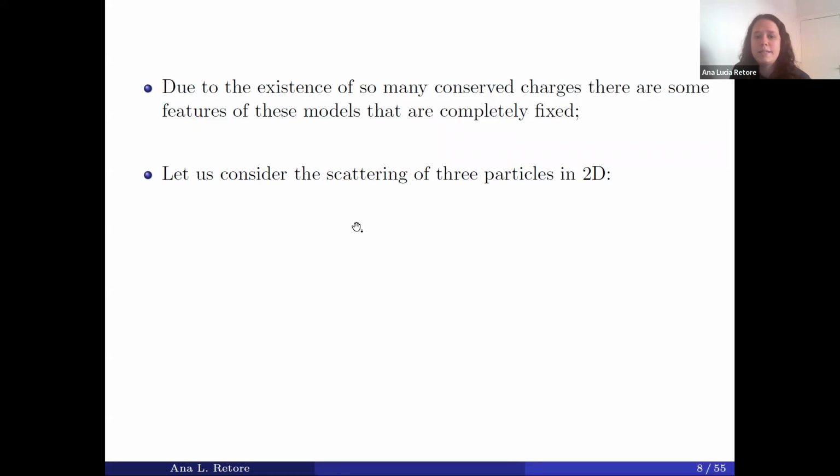If you think of a scattering of 3 particles in 2D, for example, because of the amount of these conserved charges, you have no particle production.